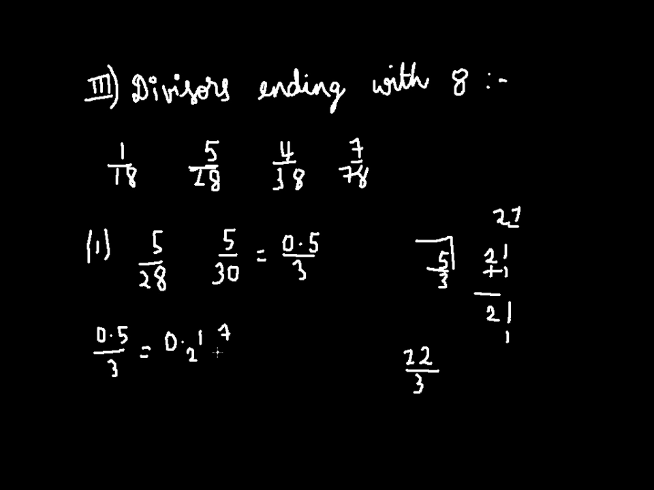3 sevens are 21, remainder is 1. Now 17 is our base dividend, and we'll add it to 7. That means the same digit again to get it as 24. So 24 is our next dividend. 24 by 3, 3 8s are 24, and the remainder is 0. Now 8 plus 8, 16 is our next dividend. 3 5s are 15, 3 1s are 3, and the process can be extended.